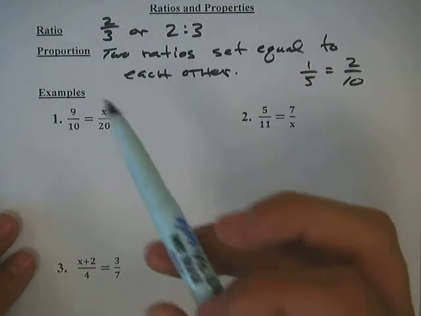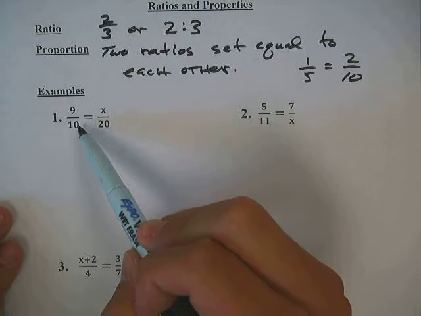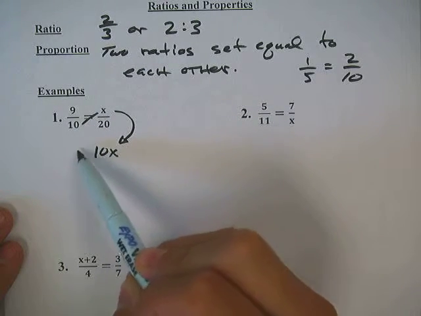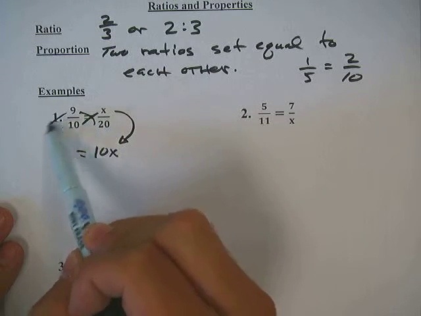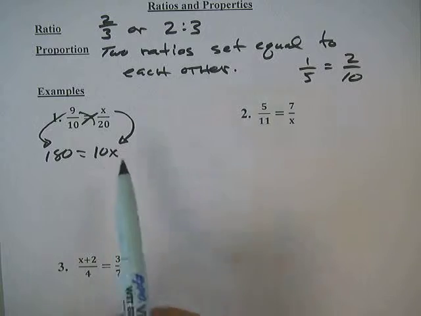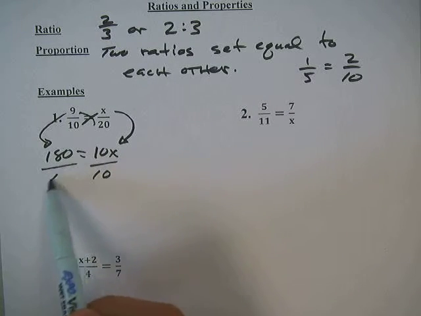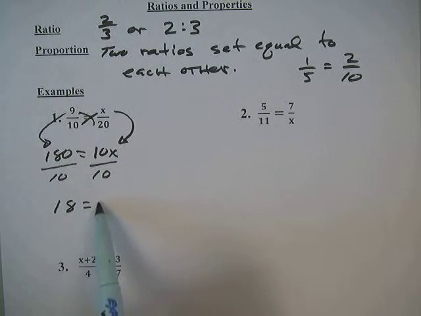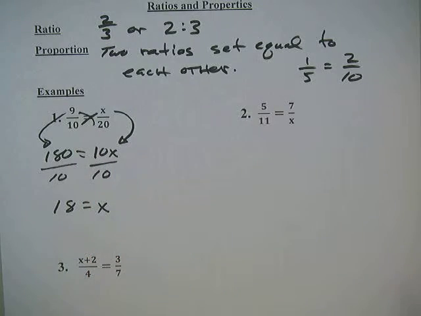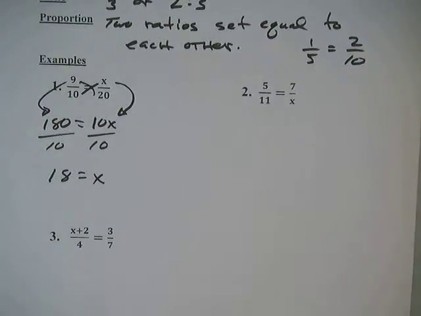The easiest way to go about solving this one is to do what we call cross multiply. So I'm going to multiply 10 times x, and I would write down here 10x. And then I'd multiply 20 times 9, and I'd get 180. And then I'm just going to divide by 10, and I get 18 equals x. So 9 is to 10 is the same thing as 18 is to 20, which hopefully makes sense.